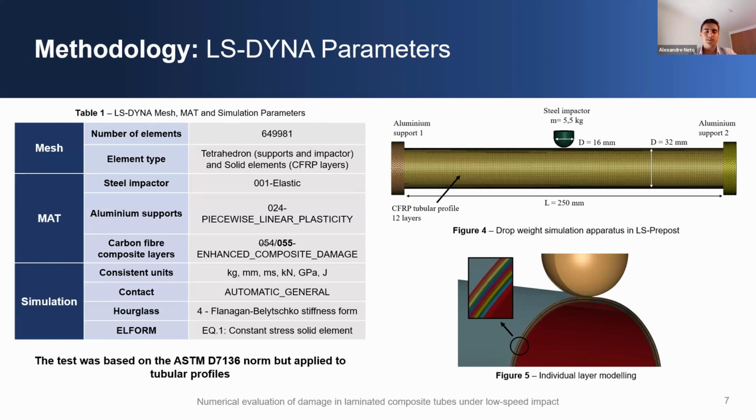So it was not ideal in terms of simulating the delamination, but it was a very good example to get an idea of the crashworthiness of the tube in terms of energy and invisible damage.